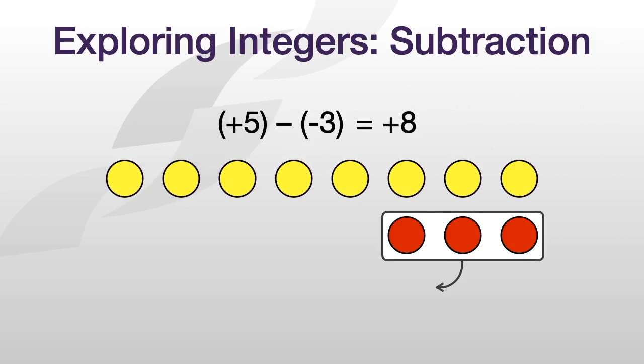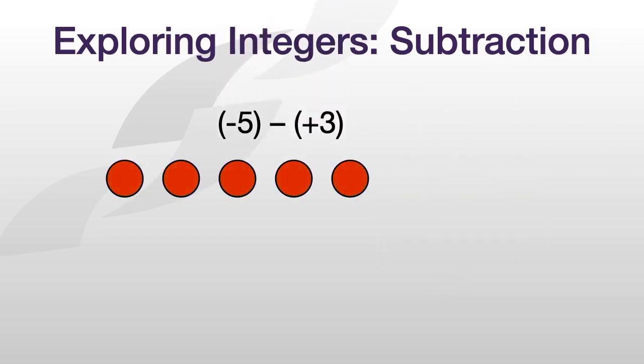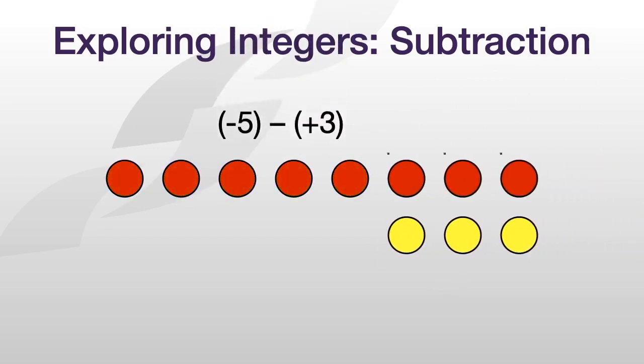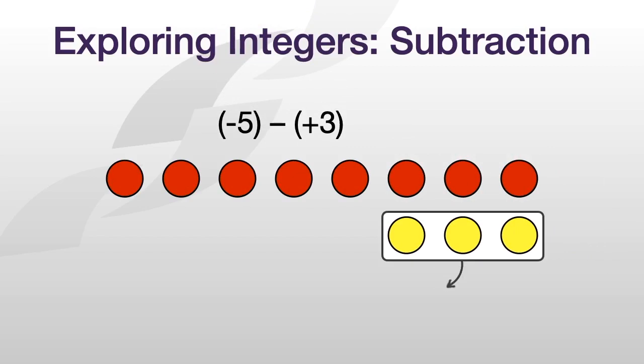Subtracting negative 3 from positive 5 can be modeled in a similar way. Add 3 0 pairs so that we have enough positive yellow counters to take away. Negative 5 minus positive 3 is negative 8.